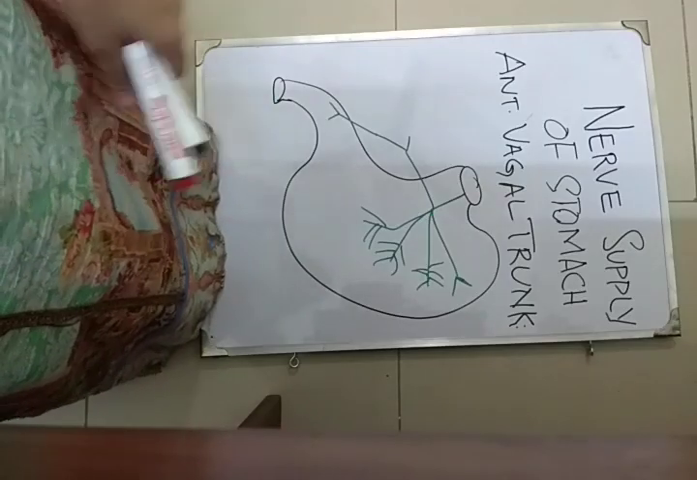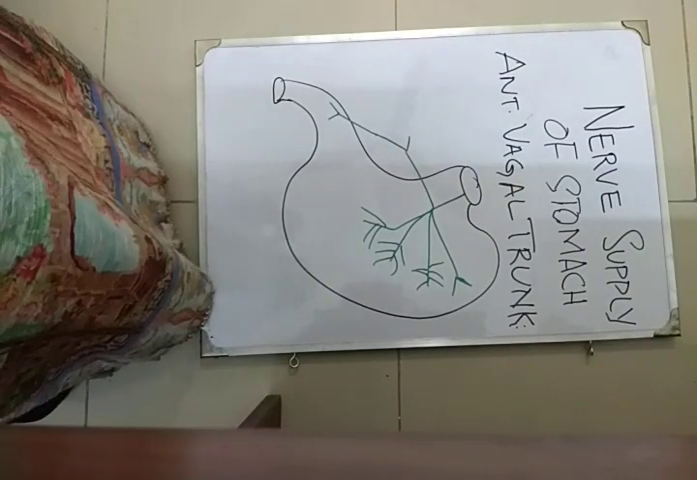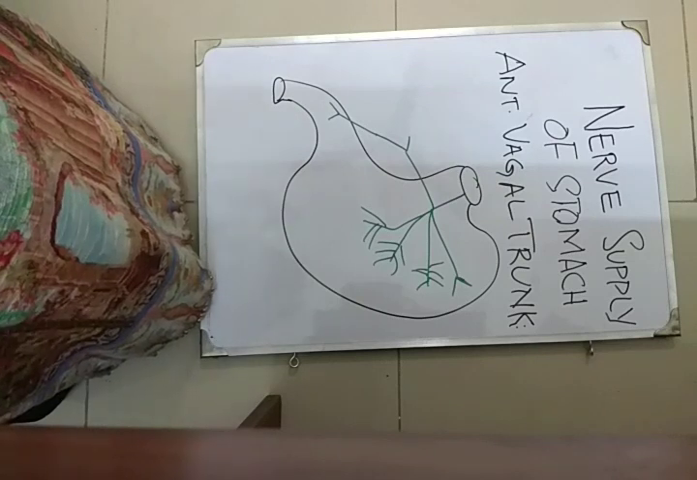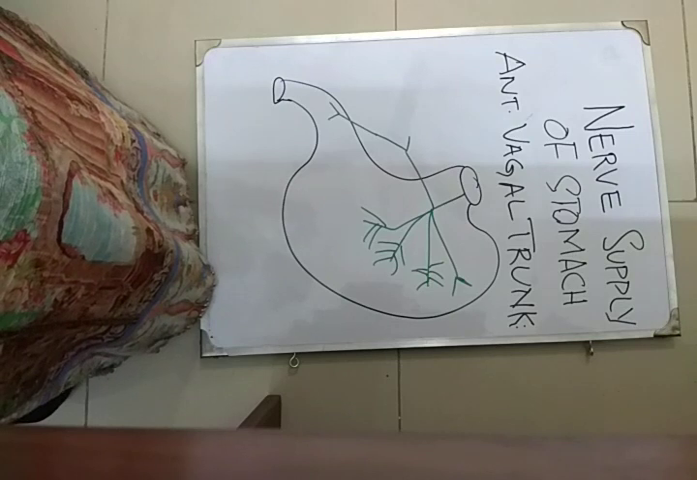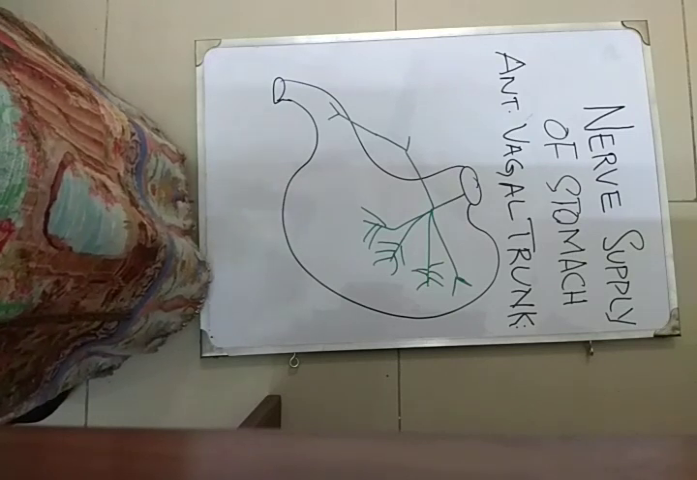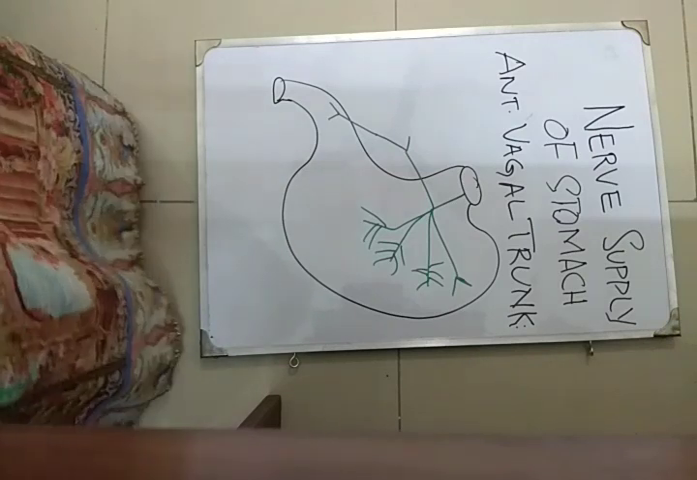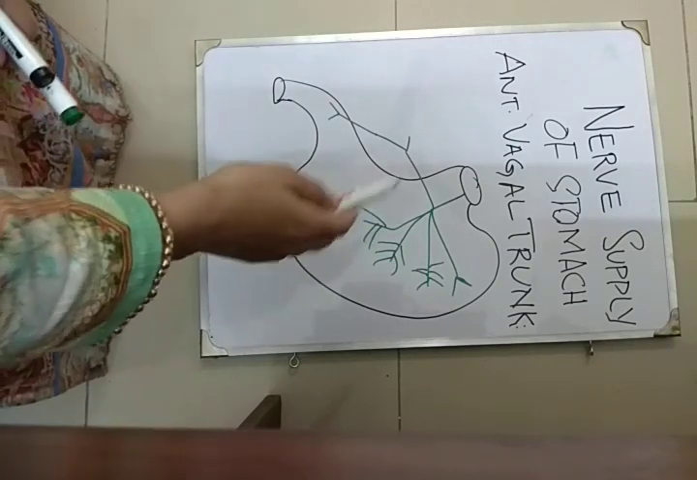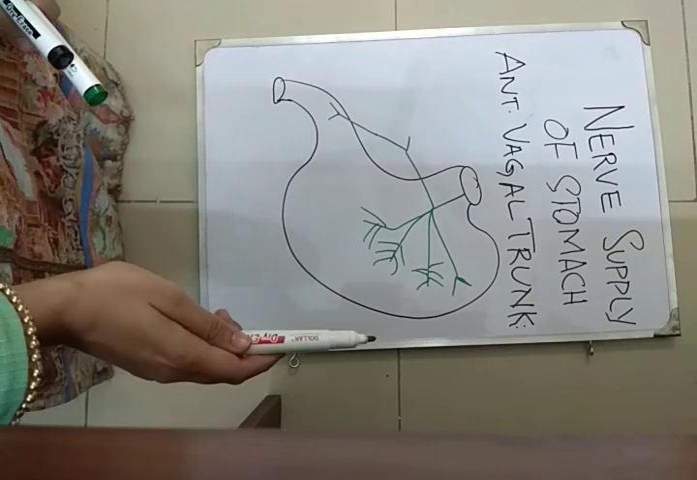So this is the diagram of the anterior vagal trunk. As we have seen in the previous diagram, there is the formation of the anterior and the posterior vagal trunk. Now we'll focus on the anterior vagal trunk. It innervates the anterior surface of the stomach, it gives some branches, and it is mainly formed by the left vagus nerve.